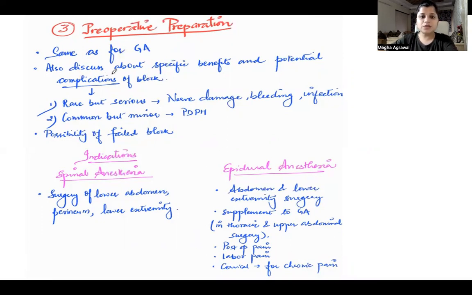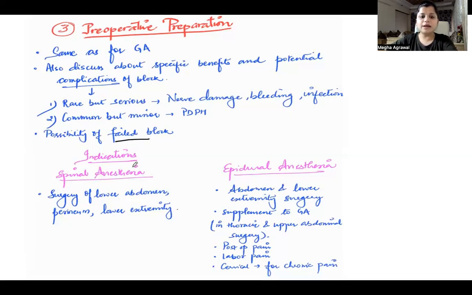And we also discuss with the patient the specific benefits and potential complications of the block. We have to tell them that there are very rare but serious complications like nerve damage, bleeding, and infection. And then there are common but minor ones, like PDPH, post-dural puncture headache. We'll be learning about this in detail. And we have to tell them that there's a possibility of failed block, and during that time, we'll give some alternate anesthesia.